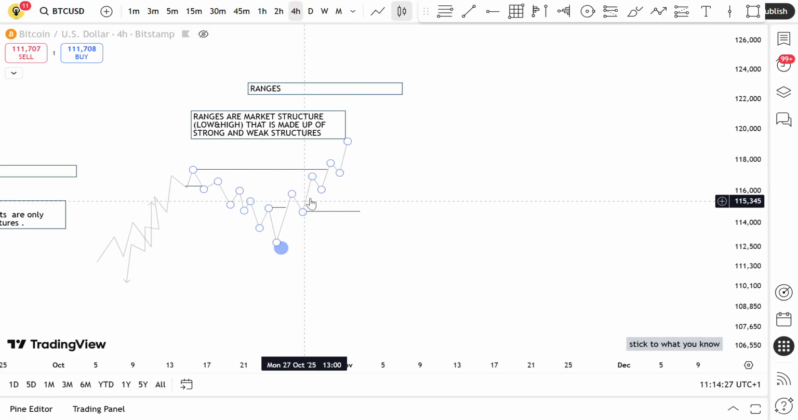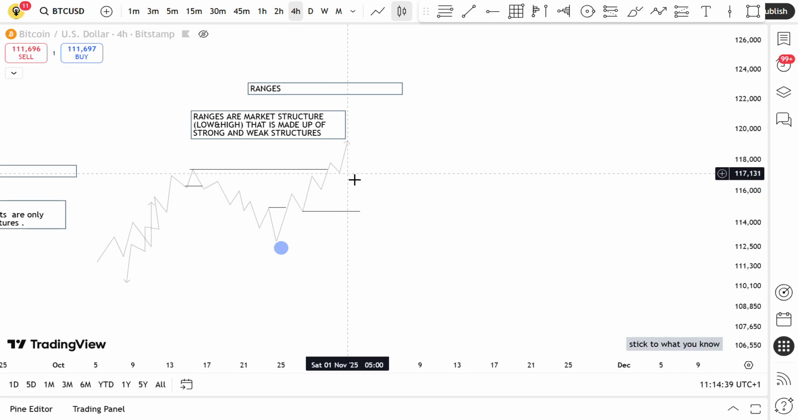When price breaks, if this is a strong structure, this will become what? Structural liquidity. If this here is a strong structure, what happens? This becomes structural liquidity. But if this is not a structure, this is not a structure. This is structural liquidity, because all these are not protected.